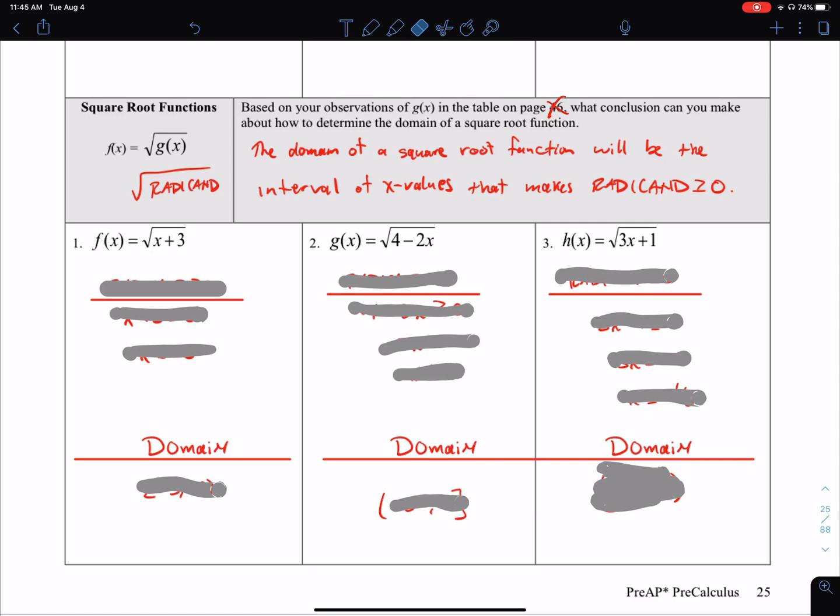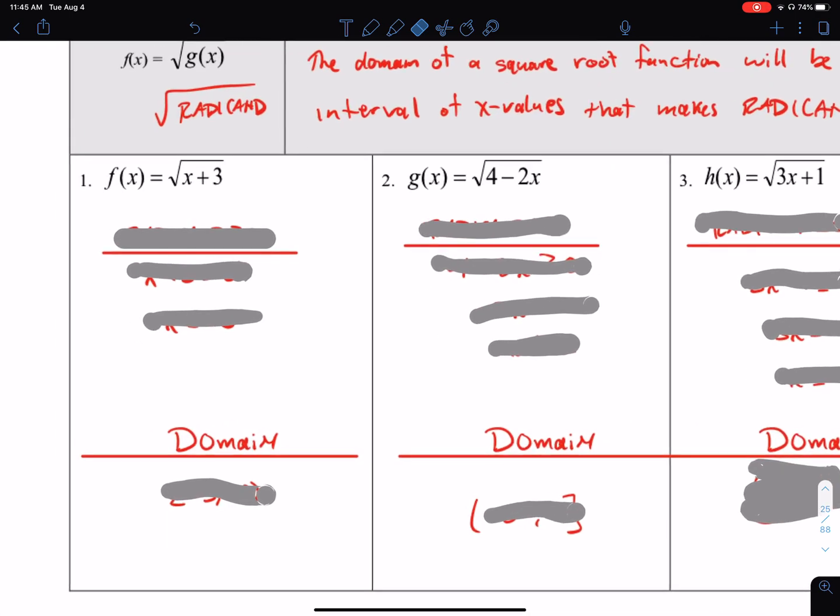So we want to make sure that our radicand is either positive or 0. We do not want it to be negative. So in example F, we want to find the domain for this. We are going to take the radicand and say that has to be greater than or equal to 0. So x plus 3 is at least 0, which makes x greater than or equal to negative 3. Therefore, the domain goes from negative 3 to infinity. It includes negative 3 and goes to the right forever.